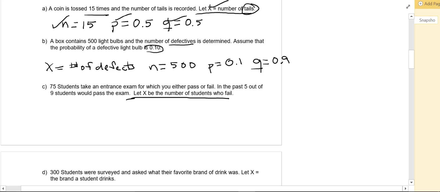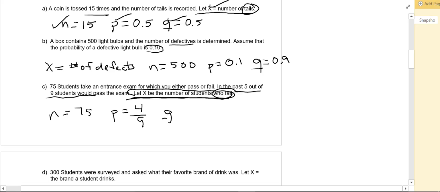So again, we've already defined what x is counting. The total number of possibilities is 75. Now where are we getting the probability of success or failing? Right here. 5 out of 9 students would pass. Now we're counting how many who fail. Be careful. If we're counting how many failed, the probability of failure is 4 out of 9. And Q is 5 out of 9. Sorry, I left off my equal sign.